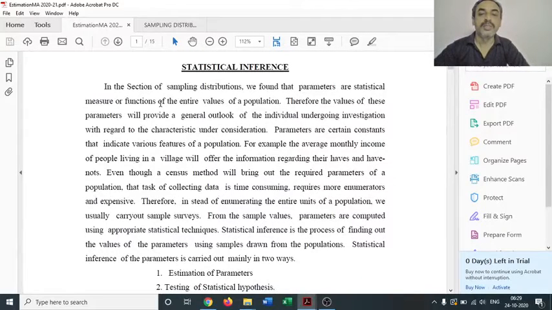Next topic is statistical inference. What is meant by inference? Inference is a process of making conclusions on something based upon certain facts. Now, in statistical inference also we are doing the same task, but here it is done based upon statistical data. So about what are we making inferences?